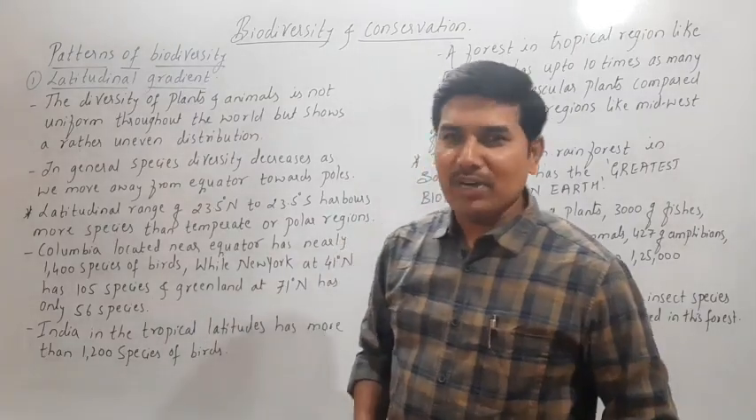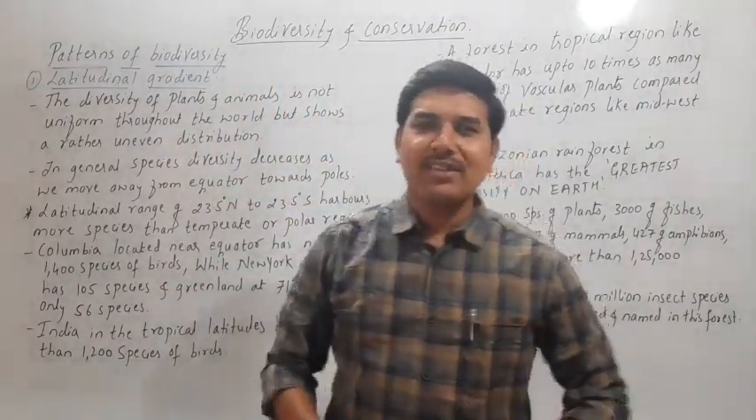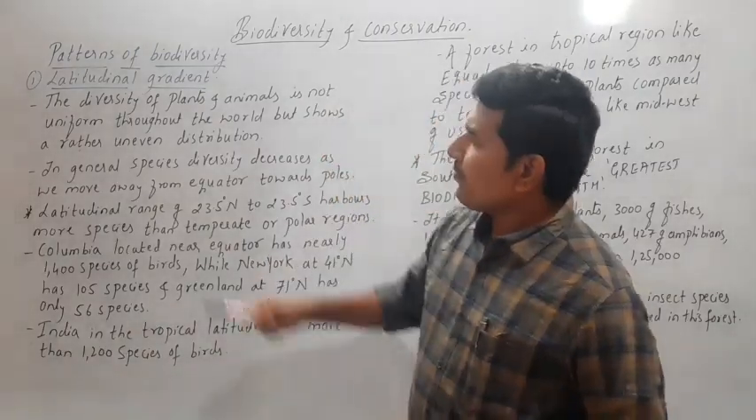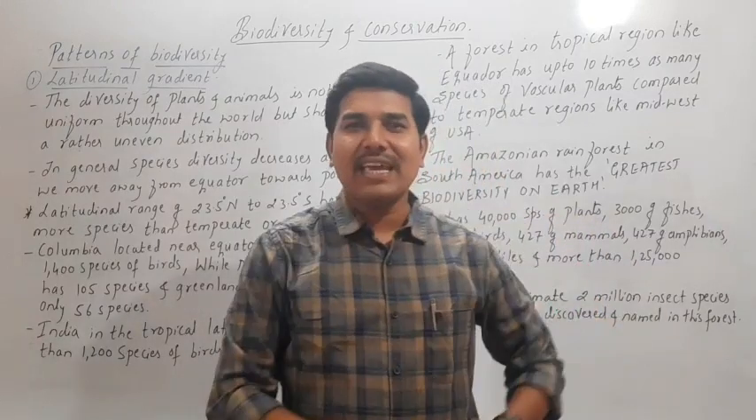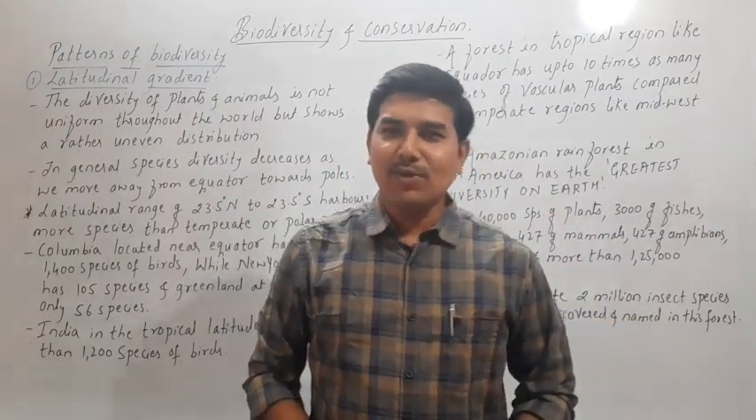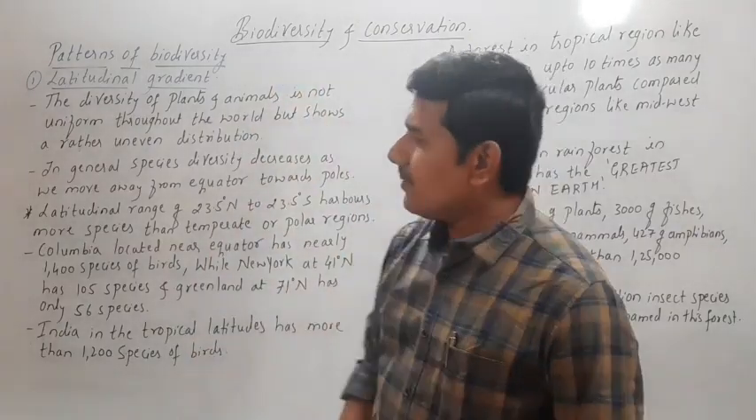We have a title called patterns of biodiversity, under which we come across various types of gradients. First one is the latitudinal gradient, and second comes the species area relationships. So first let's study what the latitudinal gradient is.